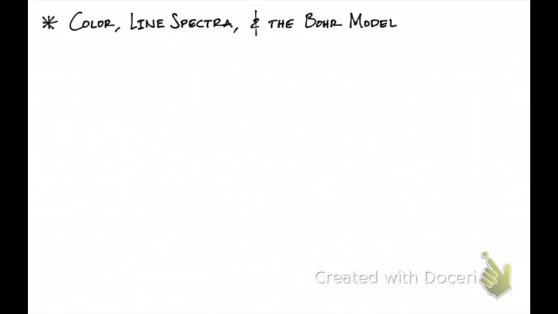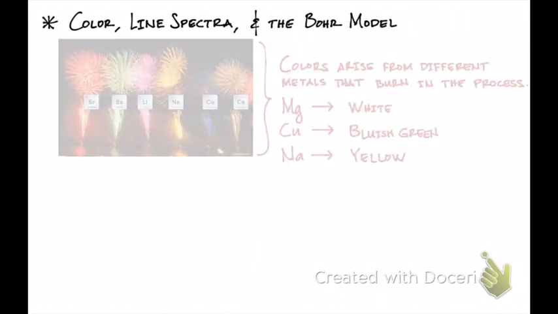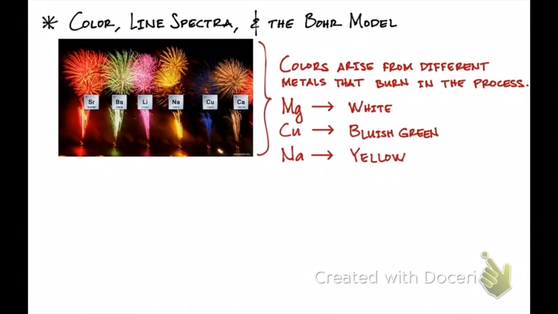So now let's look at the relationship between color, line spectra, and the Bohr model of the atom. So different fireworks produce different colors. And the reason why is because these fireworks contain different types of metals that get burned in the process. So for example, if you have magnesium, that will produce white light. If you have copper, bluish green, sodium, yellow. And you also have these other metals here, like calcium, for example, produces orange, strontium produces bright orange, and so on and so forth.